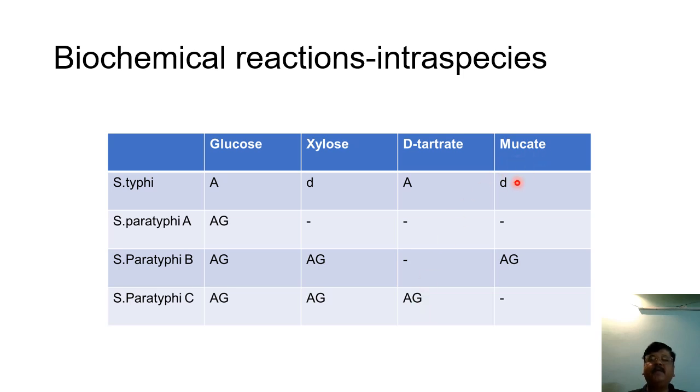Then mucate, Salmonella typhi gives differential reactions. We can't conclusively find out. Whereas paratyphi B produces acid as well as gas. So this table is helpful for PG students for culture seminar for identification of the Salmonella species. So if you put the glucose, it will be helpful.